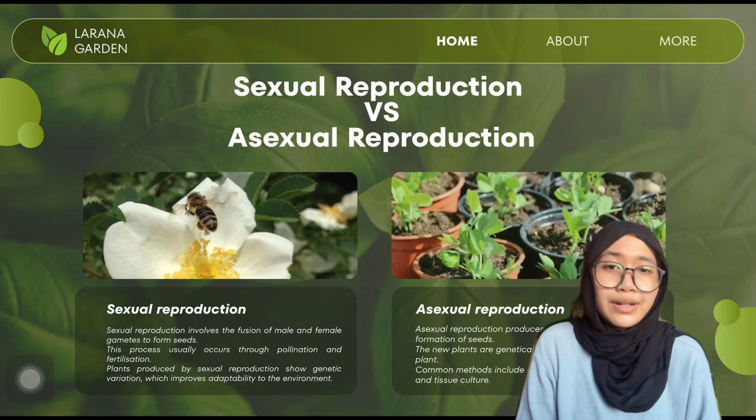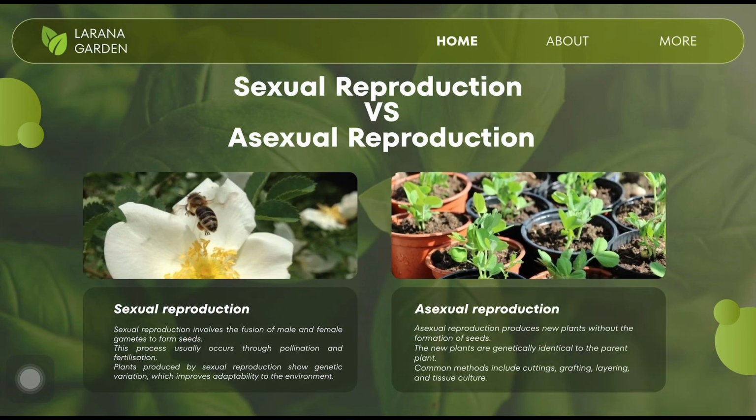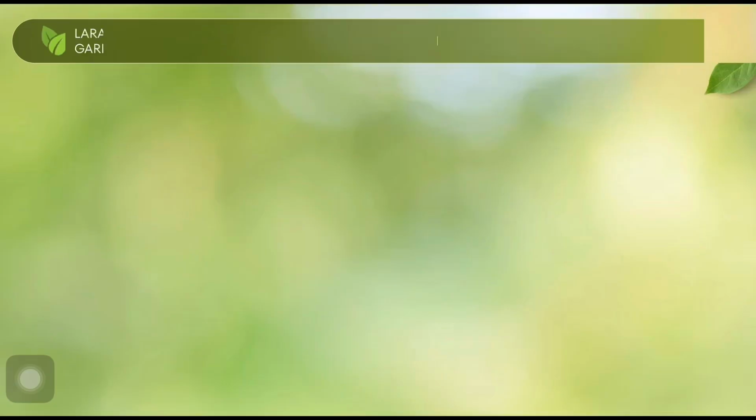What is sexual reproduction and asexual reproduction? So the definition of sexual reproduction is that it involves the fusion of male and female gametes to form seeds. This process usually occurs through pollination and fertilization. Plants produced by sexual reproduction show genetic variation which improves adaptability to the environment, while asexual reproduction produces new plants without the formation of seeds. The new plants are genetically identical to the parent plants. Common methods include cuttings, grafting, layering, and tissue culture.